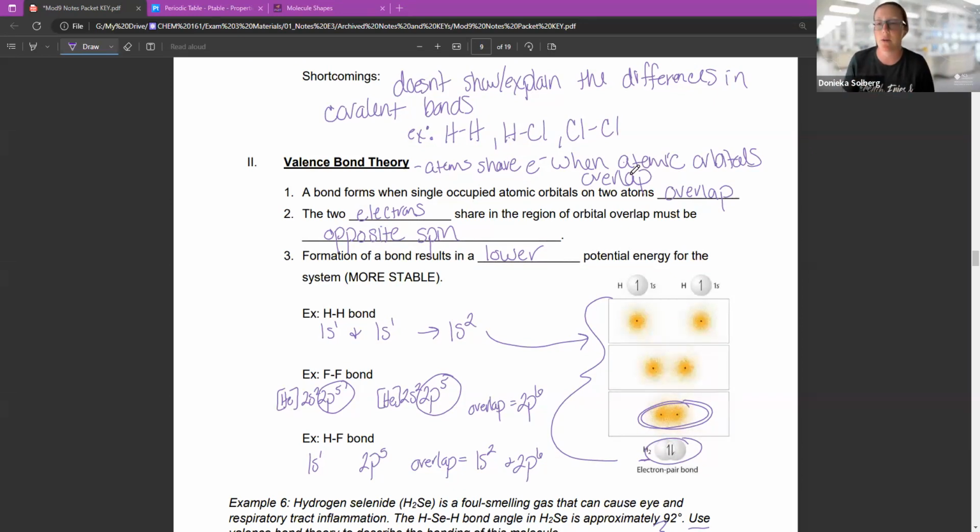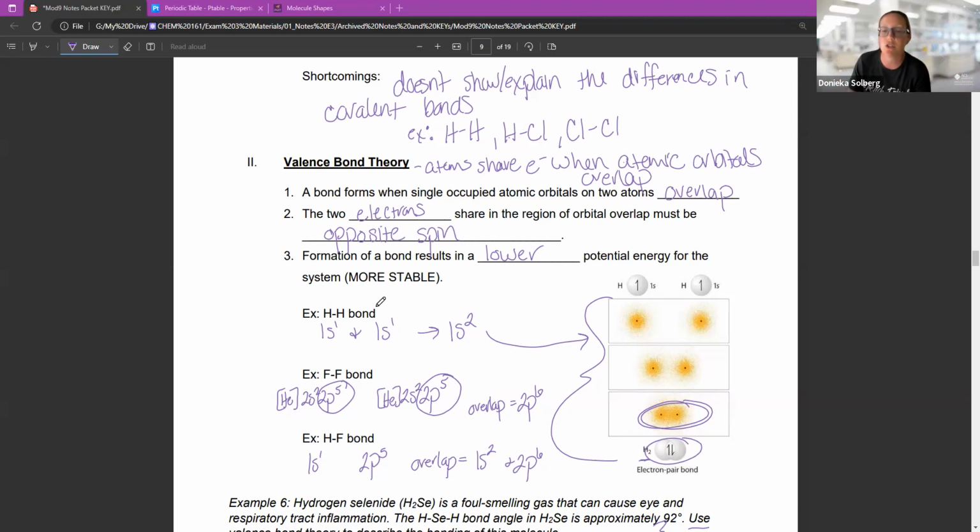Okay, so in valence bond theory, a bond forms when singly occupied atomic orbitals on 2 atoms overlap, meaning you have one over here with 1 electron, one over here with another electron. They overlap to share, so they both now have 2 electrons. The 2 electrons shared in the region of orbital overlap must be opposite spin, so one's up, one's down, just like all of our other electron configurations. The formation of a bond results in a lower potential energy for the system. That just means that it's more stable when this happens. And we know that orbitals that have 2 electrons in them, one up, one down, are going to be more stable than ones that only have 1 electron in them.